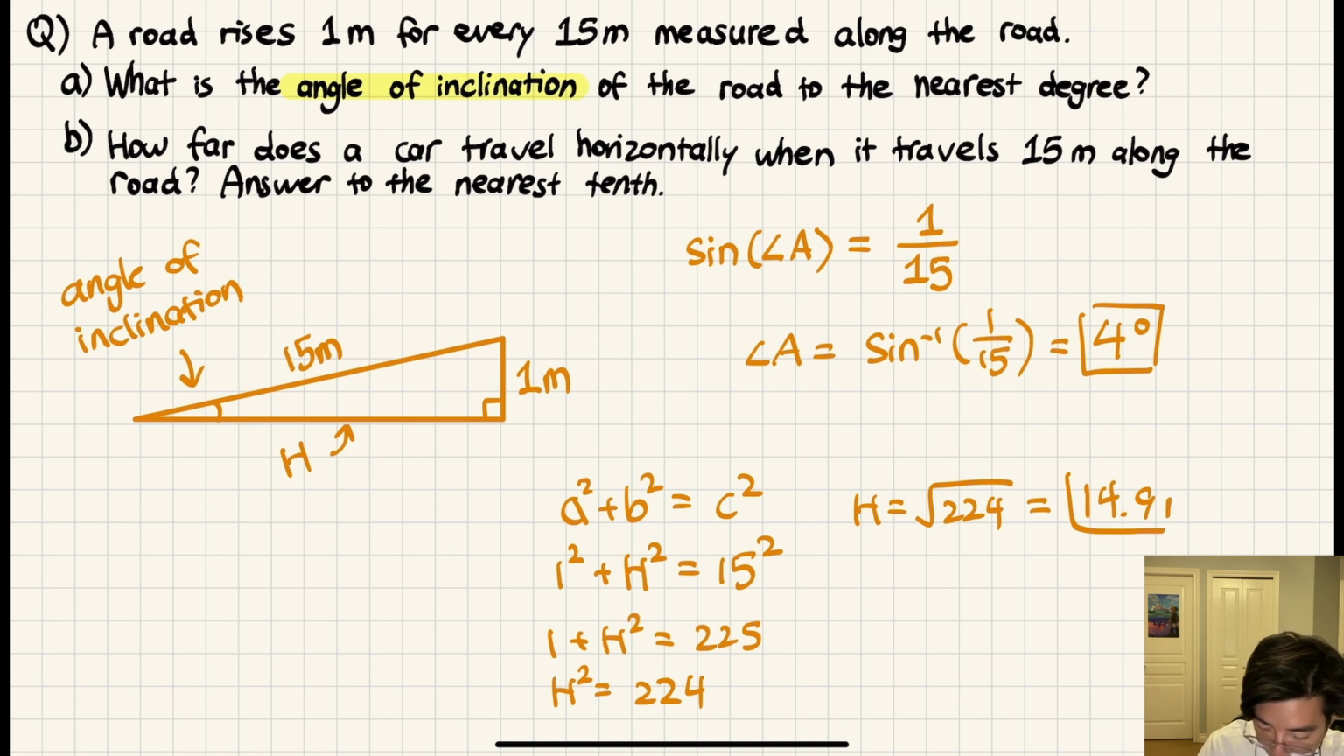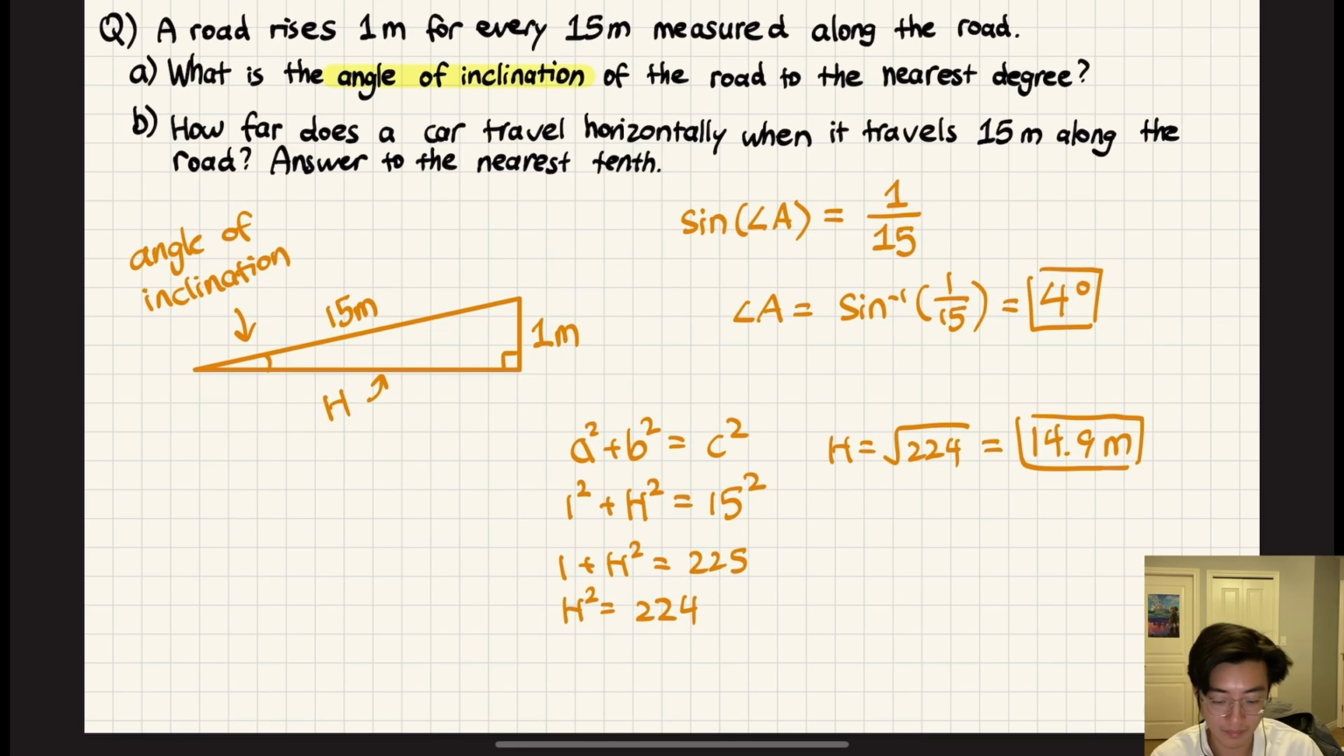Remember we've got an actual measurement unit here, 14.9 meters. So as the car travels along the slope, we're going up by 4 degrees, and even though we're driving 15 meters up the slope, we're only traveling 14.9 meters horizontally, because of the 1 meter incline. Alright, so that's pretty much it. This is how we solve a right triangle problem with the ratios and the Pythagorean theorem.